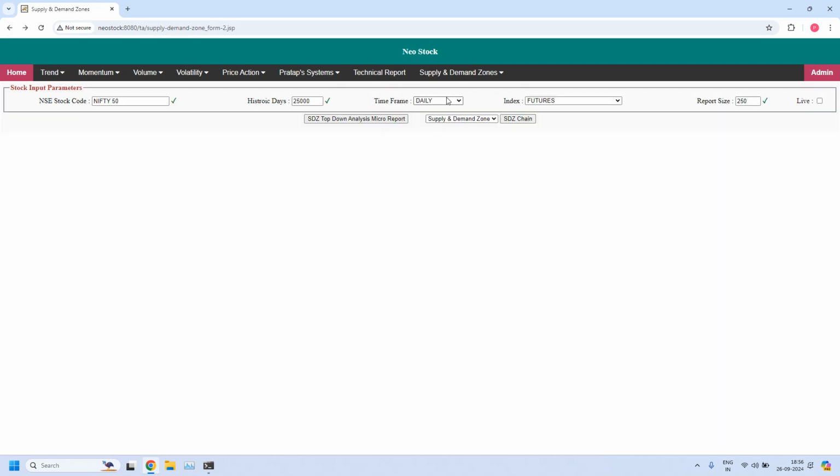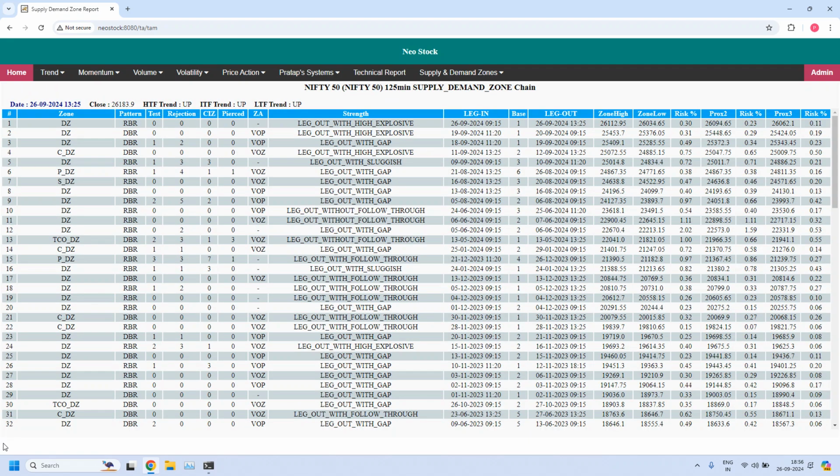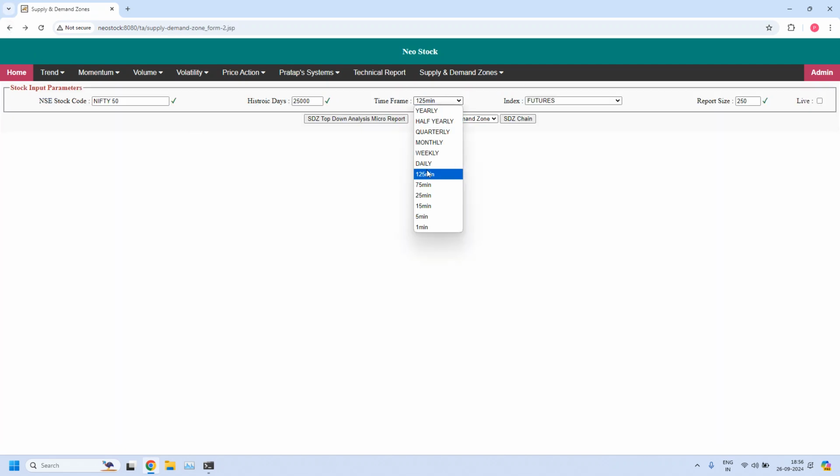Okay, the next time frame is 125 minutes. I am generating 125 minute supply demand zone chain for NIFTY. Okay, the next time frame is 75 minutes. I am generating 75 minute supply demand zone chain for NIFTY.